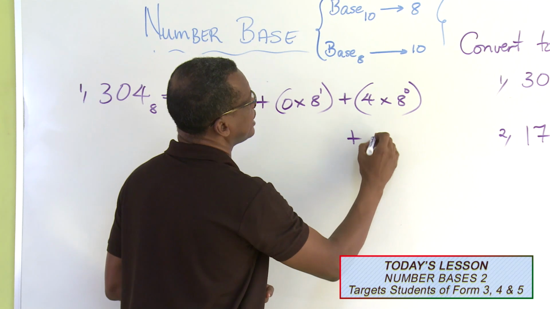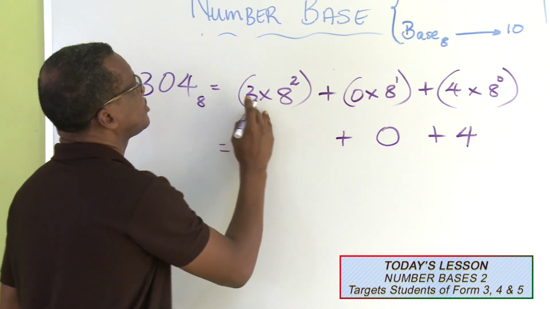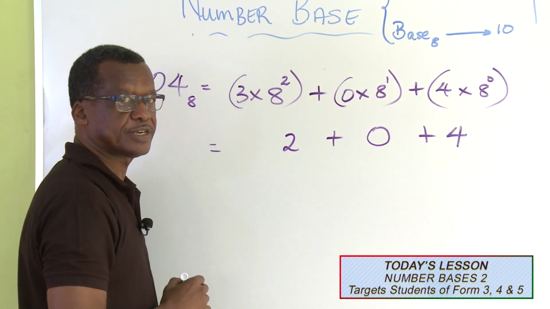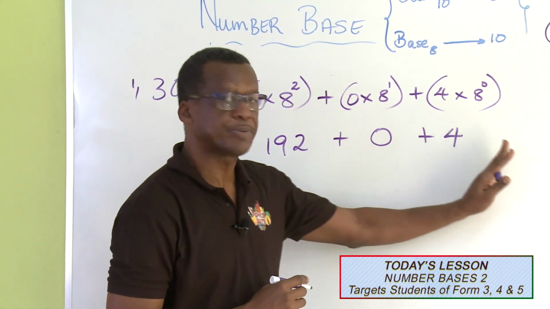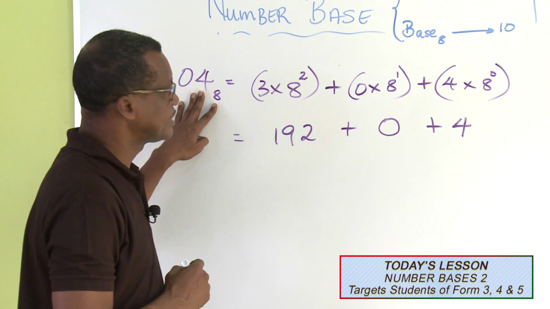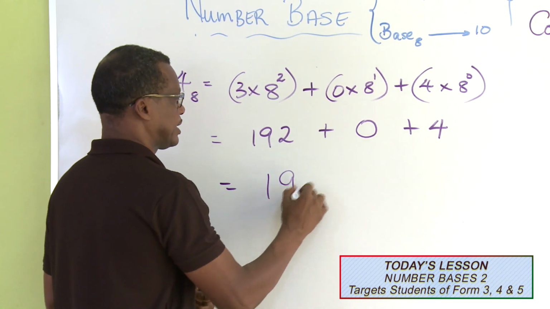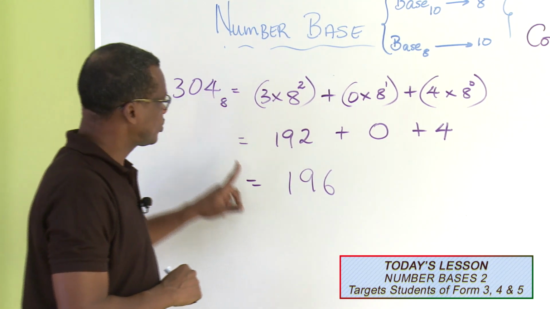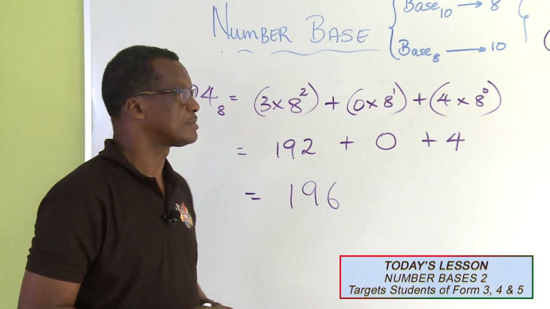Let's work it out. 4 times 1 is 4. 0 times 8, 0. And 3 times 64. 3 fours are 12. 3 sixes are 18. And 1, 192. Now we can add these up, and the result would give us the conversion of 304 base 8 to base 10. And that's 192 plus 0 plus 4, that's 196. So the number 304 base 8 is equivalent to 196 base 10. Let's do the second one.